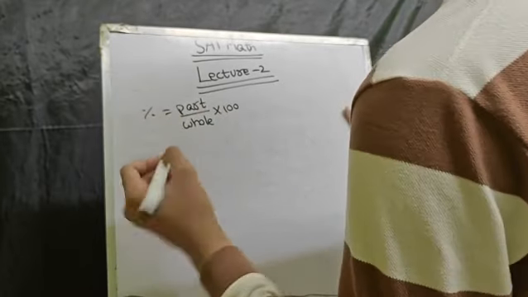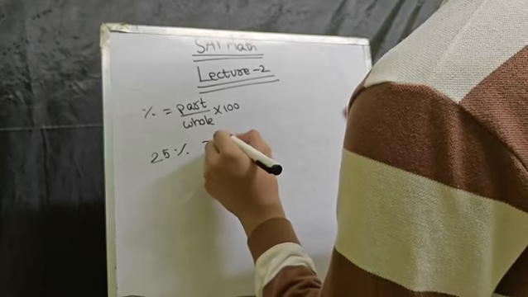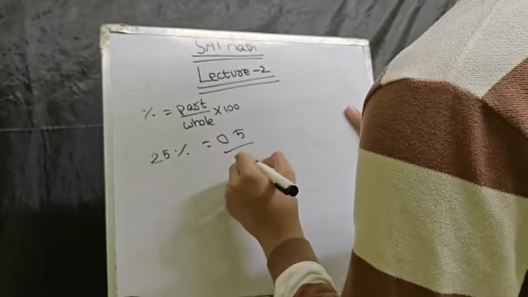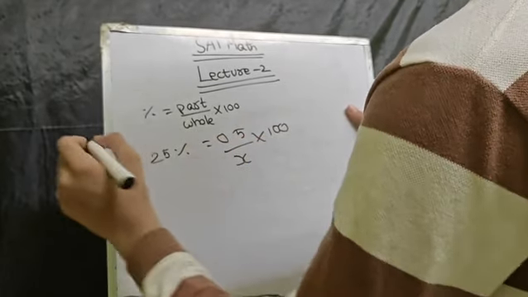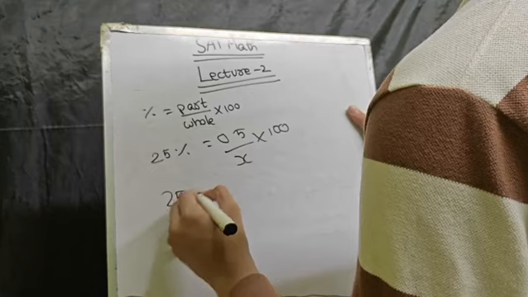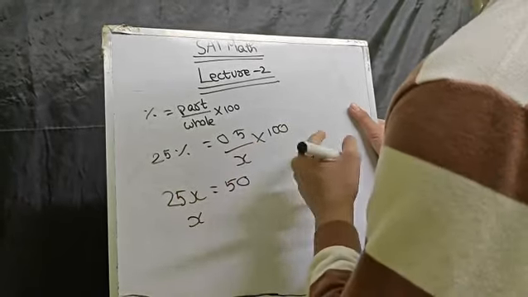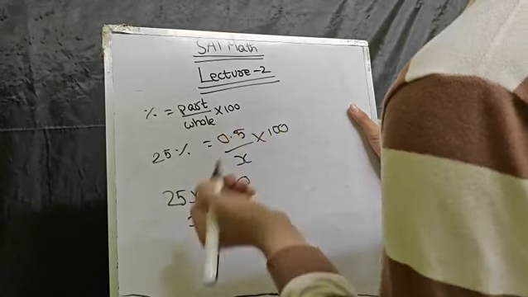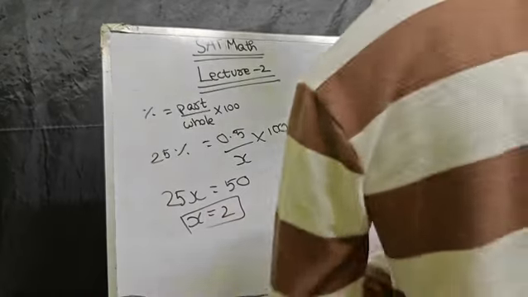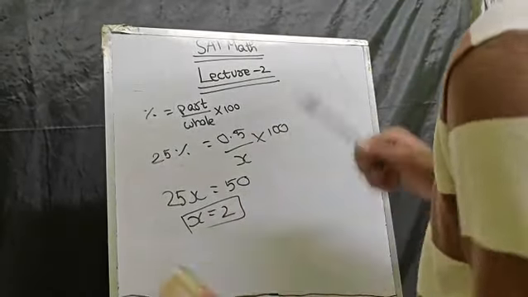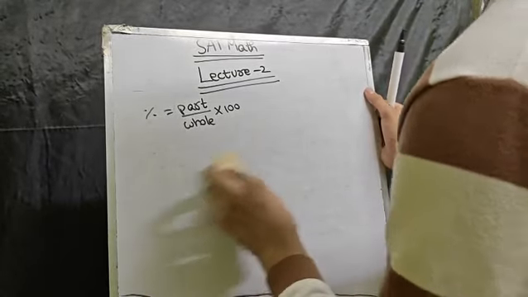For example, they give you 25%, and they give you part is 0.5, whole is x, we don't know what the whole is, into 100. So you transpose this, it becomes multiplication. 25x equals 0.5 into 100, right? So this is 50, so x is equal to 2. I guess these questions must be easy, I hope, for you guys and for me.